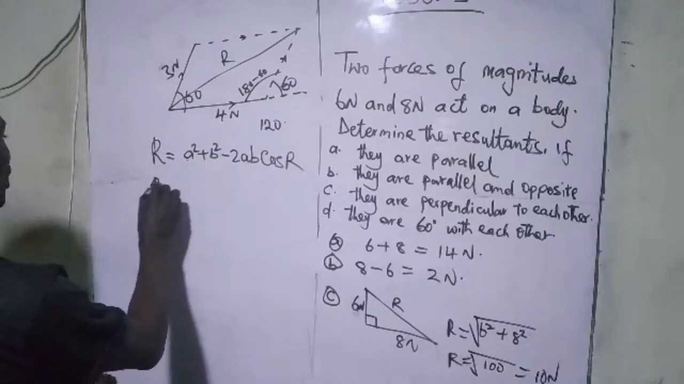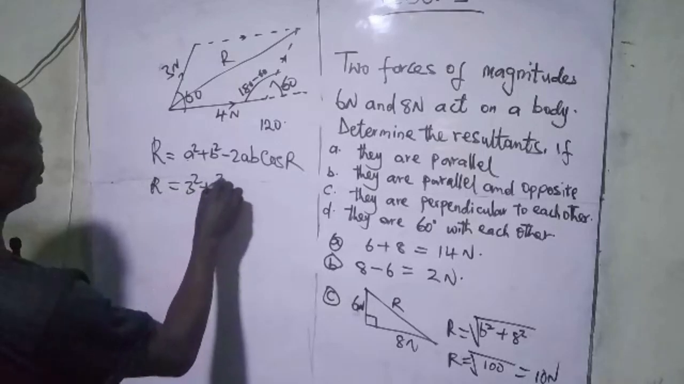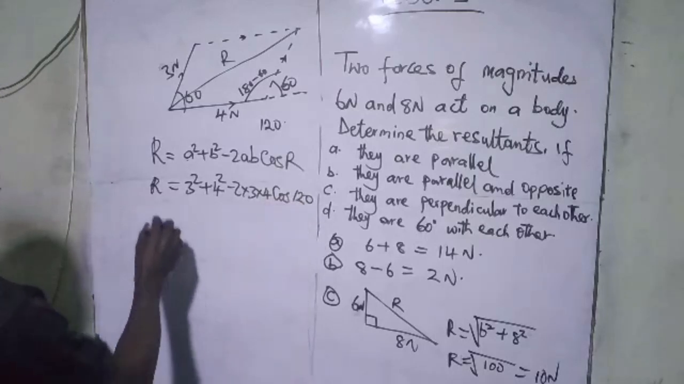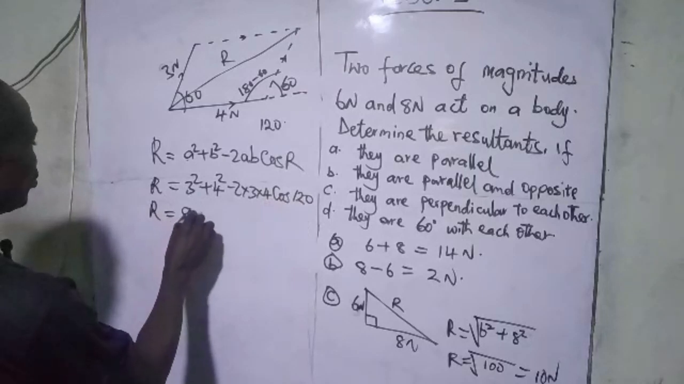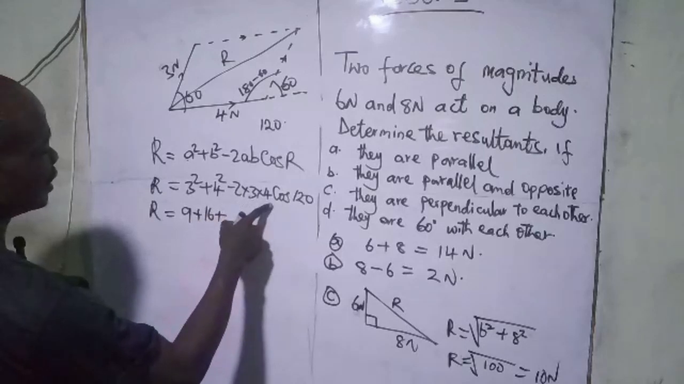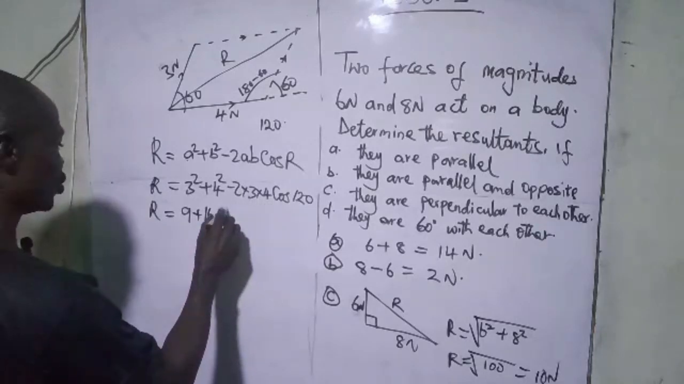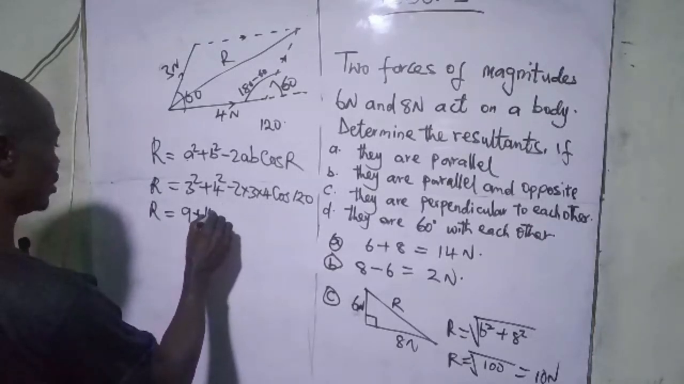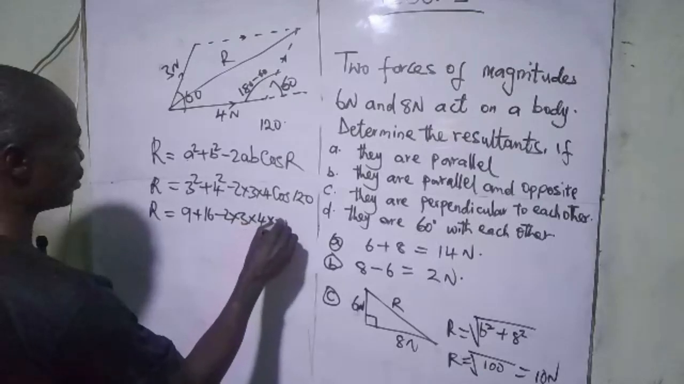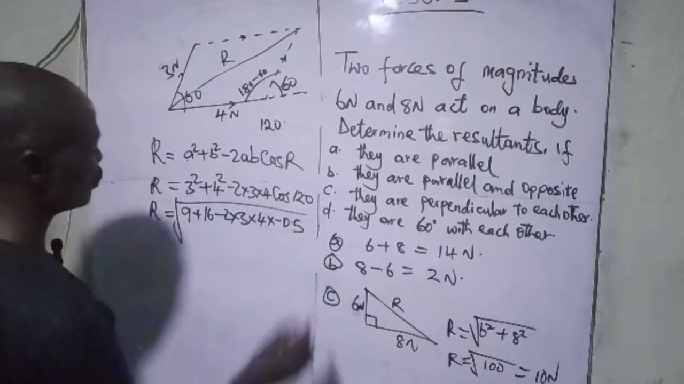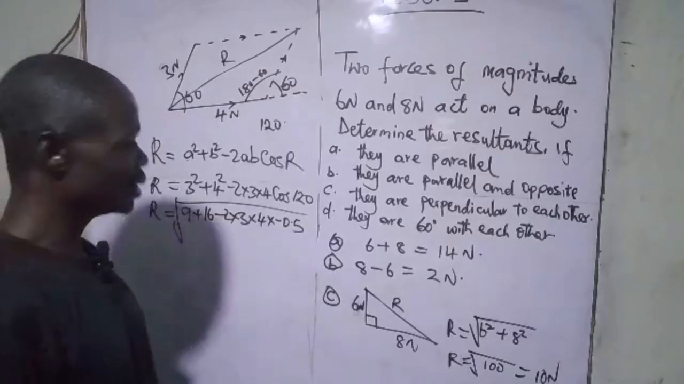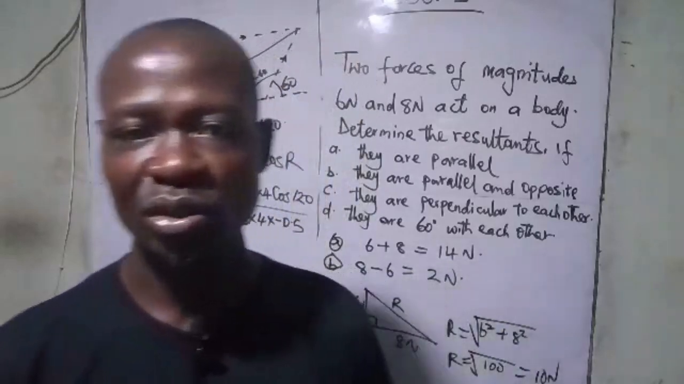Substituting here, we have 3 squared plus 4 squared minus 2 times 3 times 4 cos 120 degrees. Here 3 squared is 9 plus 4 squared is 16, minus 2 times 3 times 4, which is 24, multiplied by cos 120. Of course, cos 120 is minus 0.5. So we have minus 2 times 3 times 4 multiplied by minus 0.5. Taking the square root of this gives us the resultant force for the two forces when they act at an angle of 60 degrees. When you just take the square root of that, you have your result.